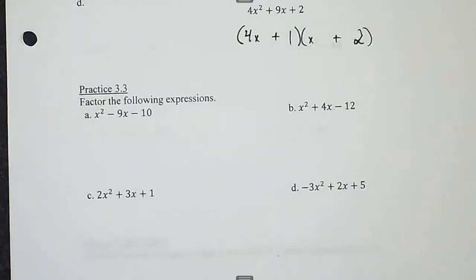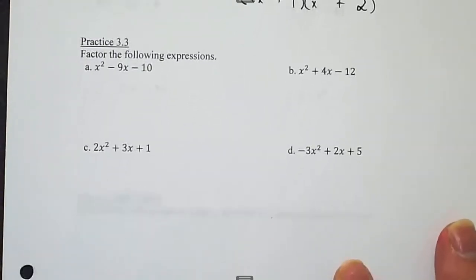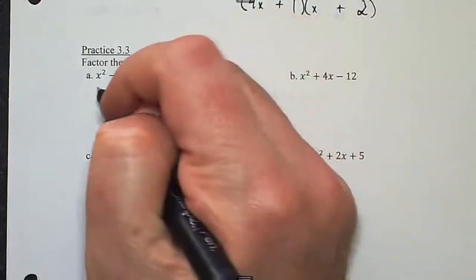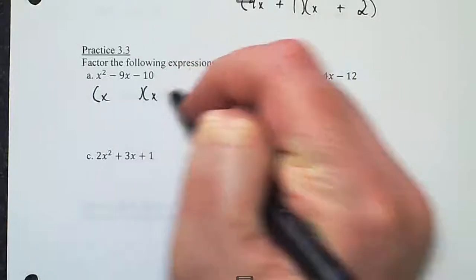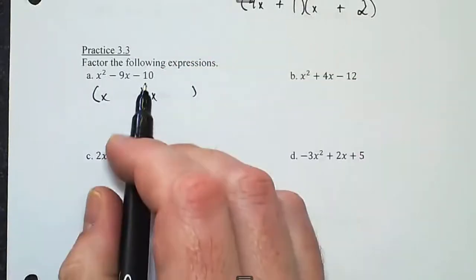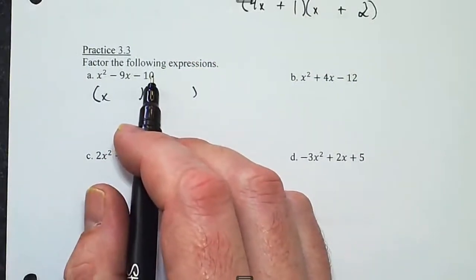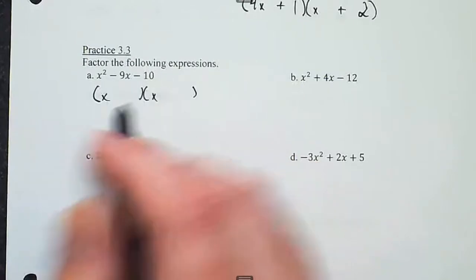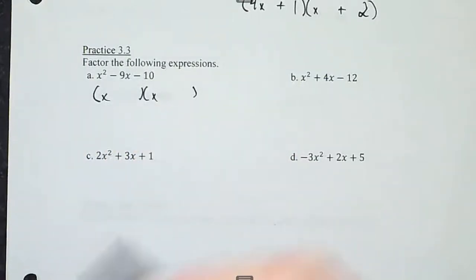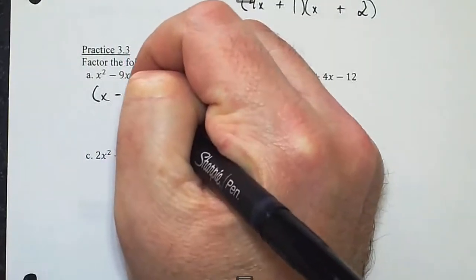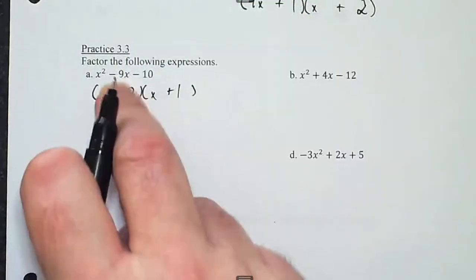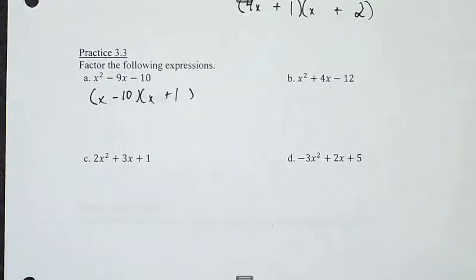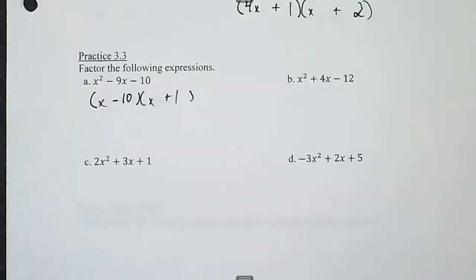All right, we'll go over practice 3.3. This factors as x goes there and x goes there. I need numbers that multiply to 10. So numbers that multiply to 10 are 2 and 5, and 1 and 10. I'm going to do a minus 10 and a plus 1 so that I get a plus 1x minus 10x is a negative 9x. All right, x squared plus 4x minus 12.